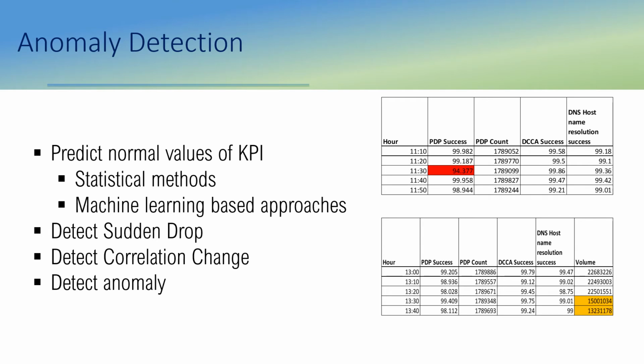The second form of an anomalous behavior is change in a correlated KPI value. For example, number of active PDPs and the volume, these two are correlated. So if you look at the second table, there is no change in the active PDPs, but there is a significant dip in the volume. Means the user is not able to browse. So it could be a problem after the Gi interface, maybe the internet is down or some other problem.